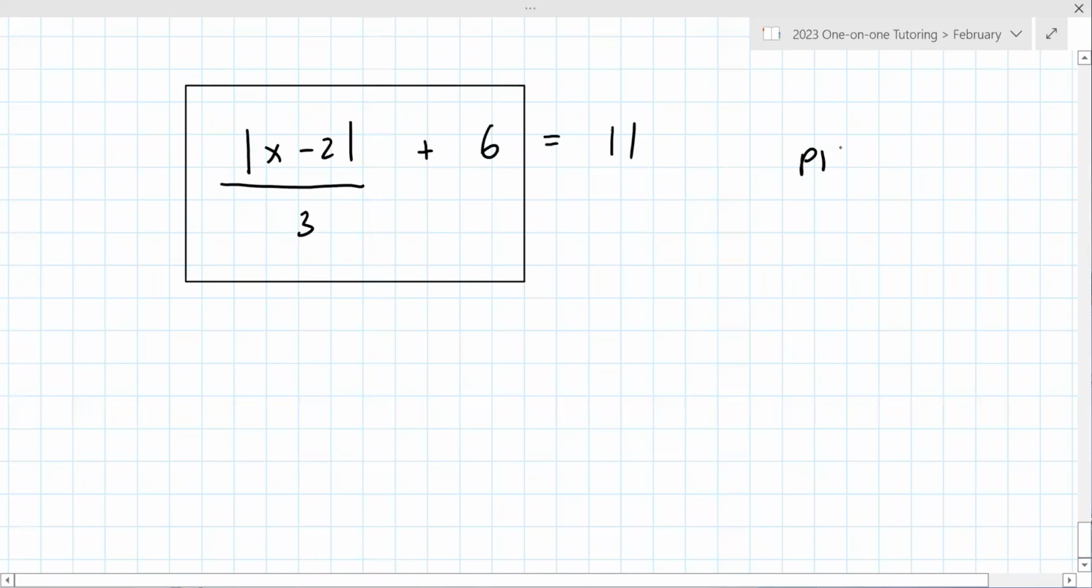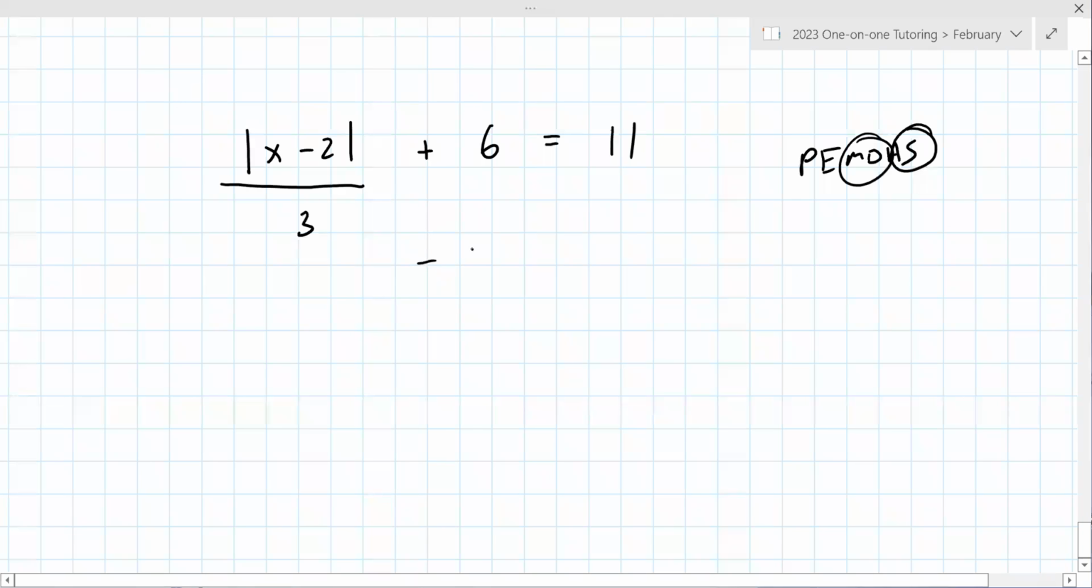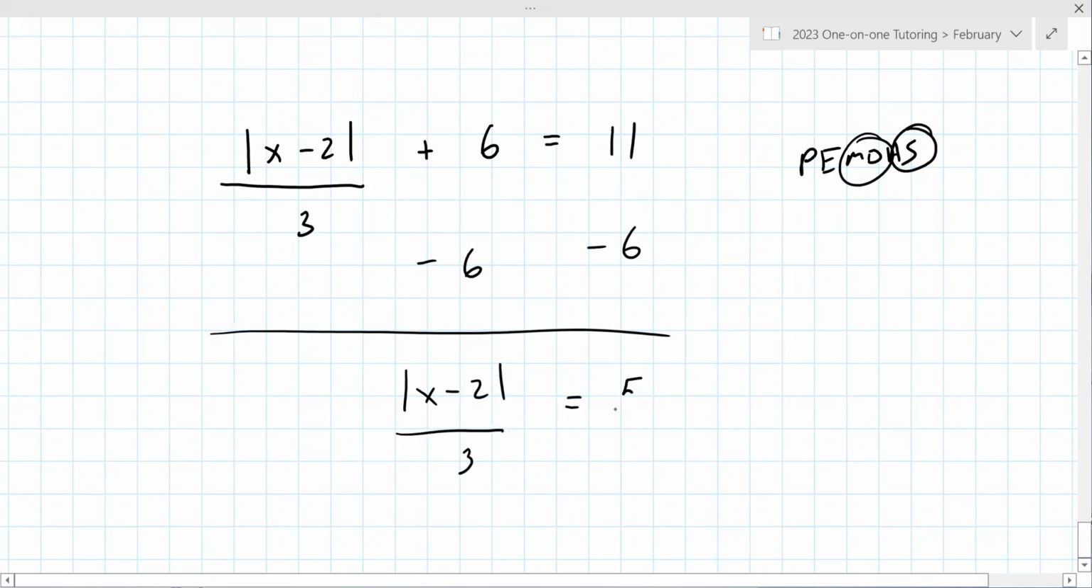Okay. What is the 3 doing? It's dividing. What about this over here? That's adding. So which do you undo first? Subtraction. You do subtraction first. So when you subtract 6 from both sides, you're left with absolute value x minus 2 over 3 equals 5.